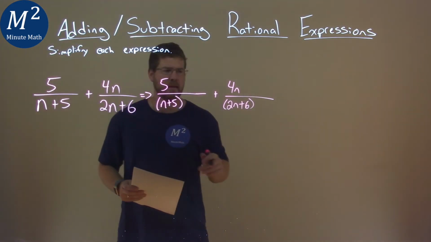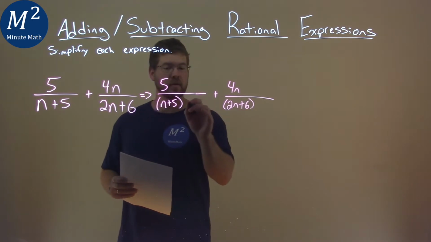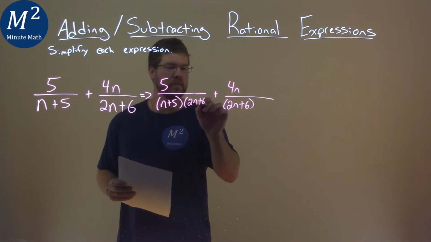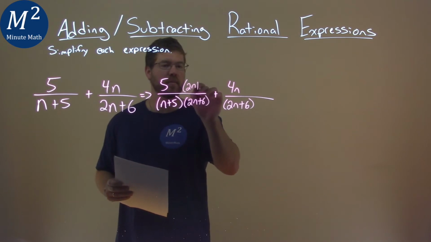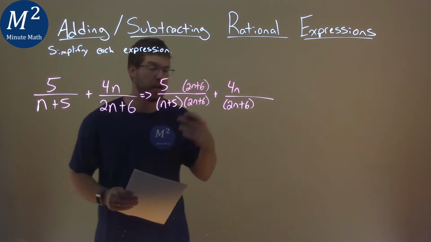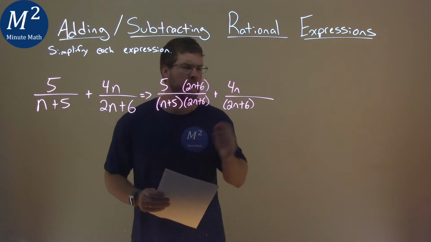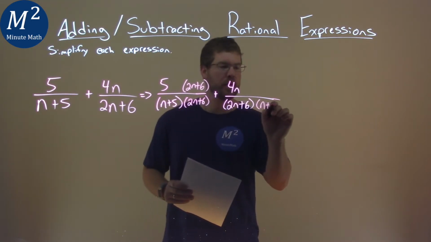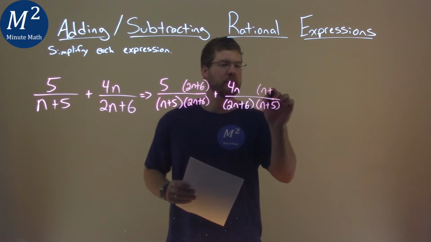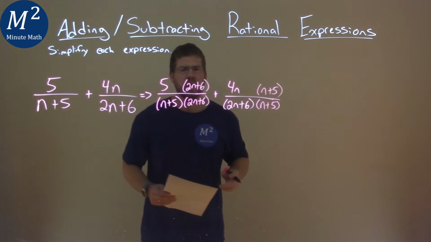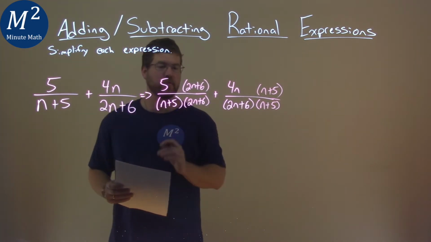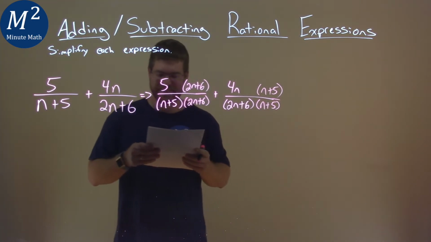And a way to do that is to take this denominator, 2n plus 6, and multiply it to the other one right here, 2n plus 6 over itself, 2n plus 6. Because remember, anything over itself is 1. Same thing here. I'm going to take the n plus 5 and do that as well. N plus 5 here, n plus 5. And now we have the same base, or denominator, right? N plus 5 times a 2n plus 6.